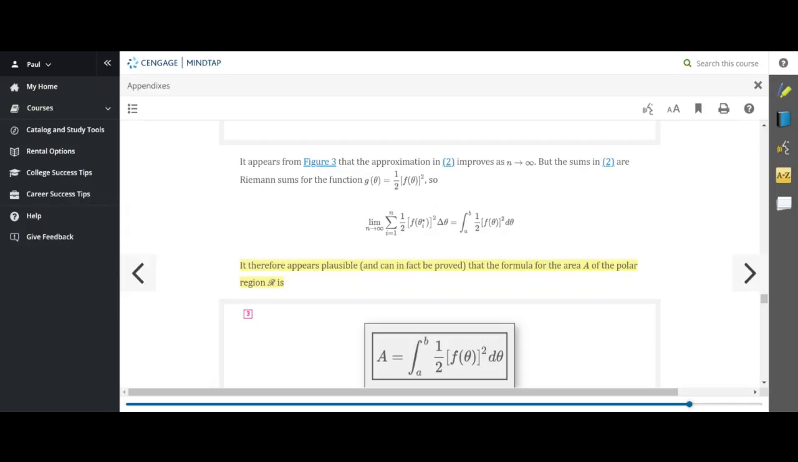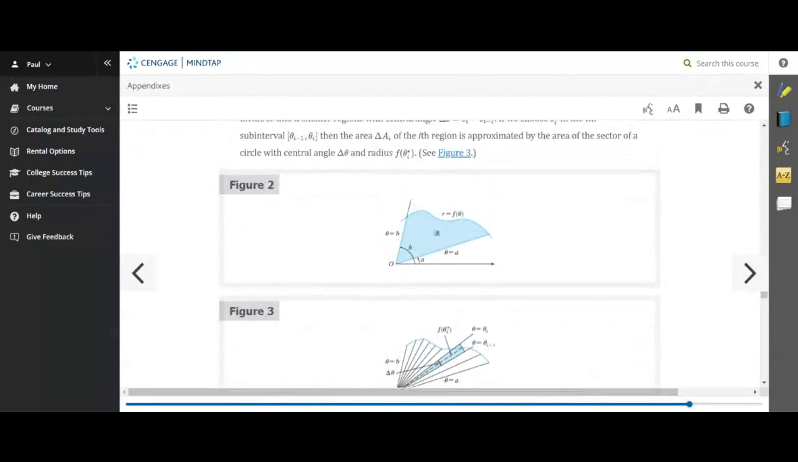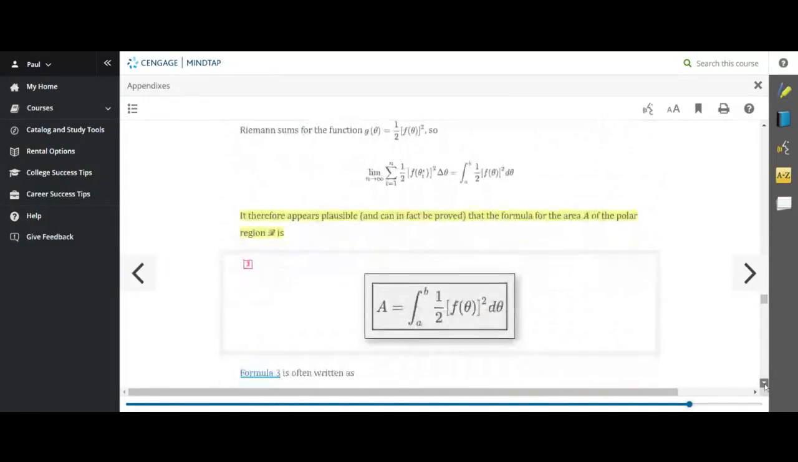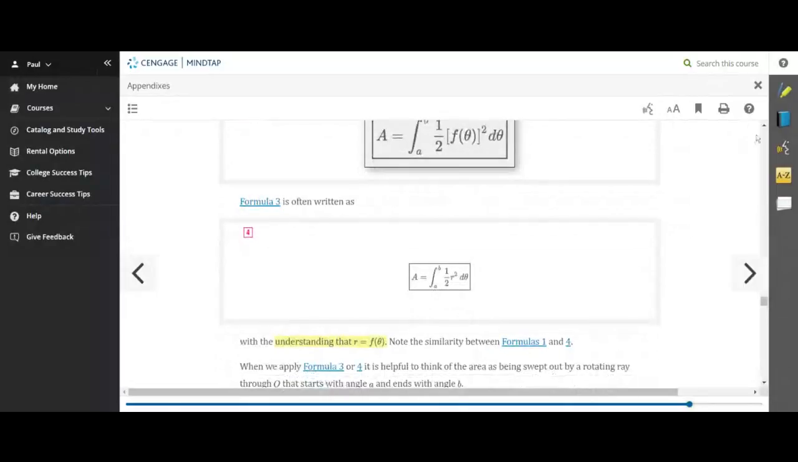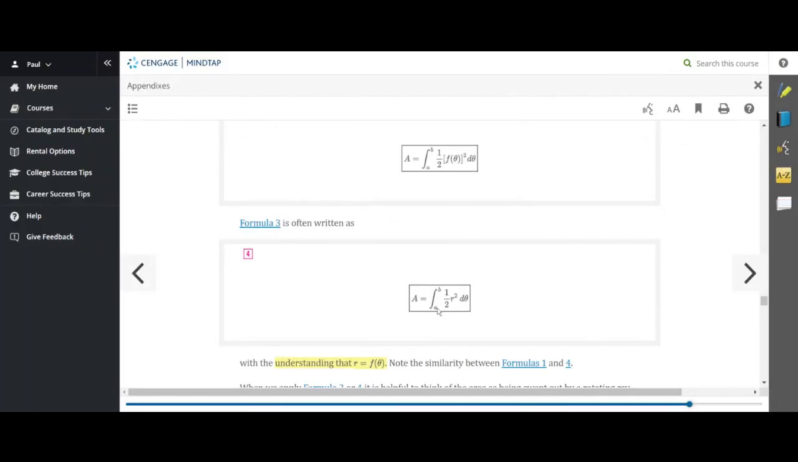It turns out then that the formula for the area of the polar region, the region under the polar graph, this region in figure 2, is going to be the integral from a to b of 1/2 f of theta squared d theta. But we often represent f of theta by just calling it r. So it's two versions of the same thing.